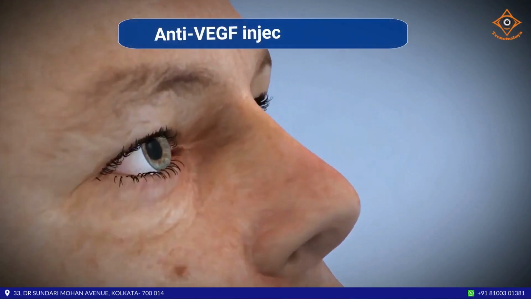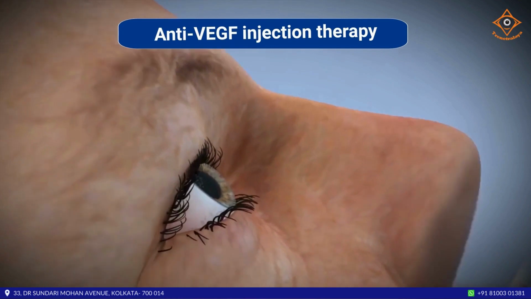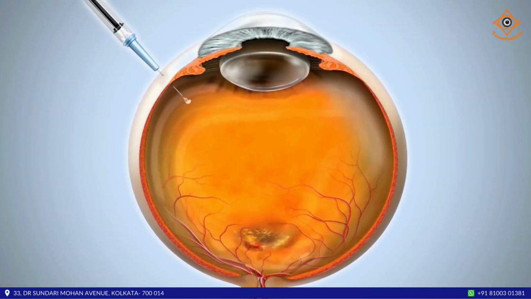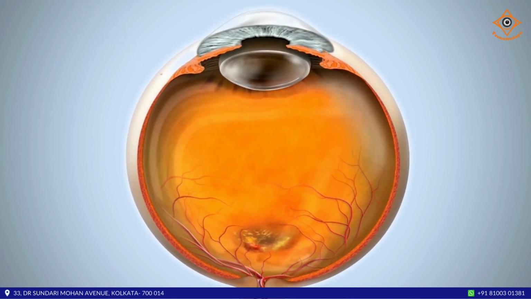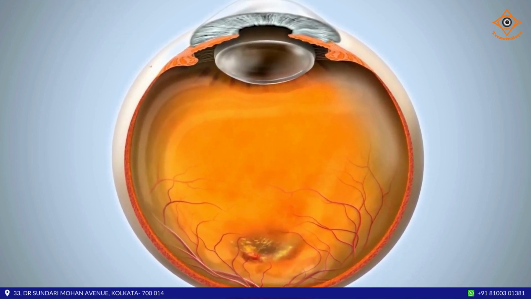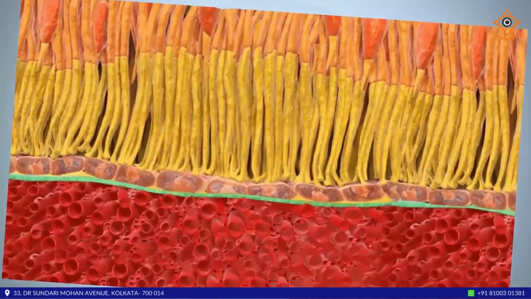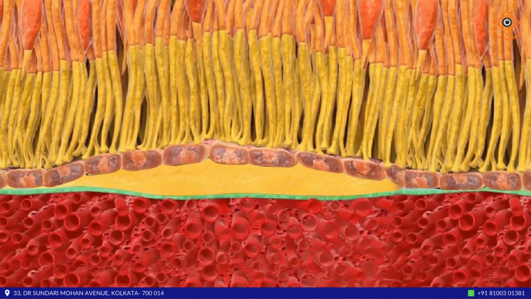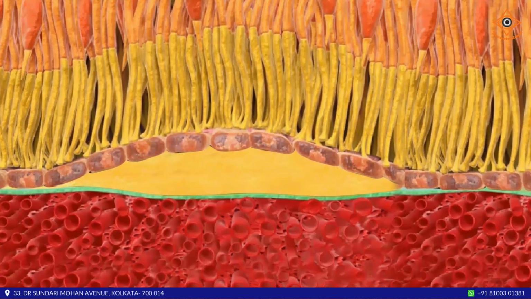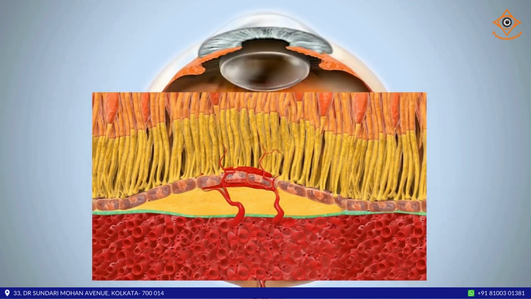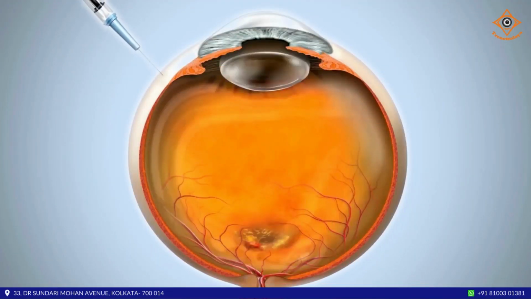Let's understand how anti-VEGF injection therapy works. Anti-VEGF stands for anti-vascular endothelial growth factor. These drugs work by stopping a protein called vascular endothelial growth factor, or VEGF, produced by cells in the retina, from working. VEGF promotes blood vessel growth in the body. The intravitreal injection is injected into the vitreous cavity.